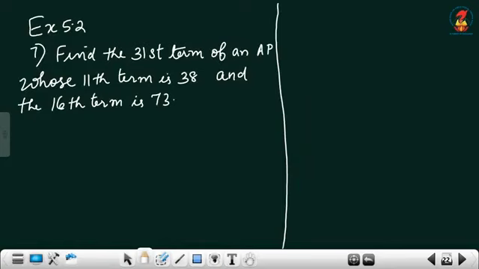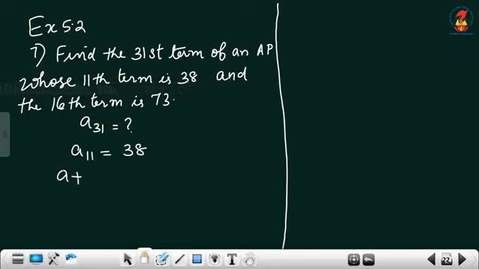Then exercise 5.2, 7th question. Find the 31st term of an AP whose 11th term is 38 and 16th term is 73. Here you have to find a31. What is given is 11th term. a11 is given as 38.